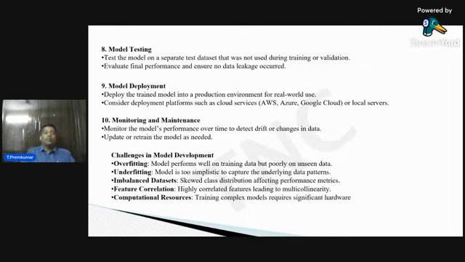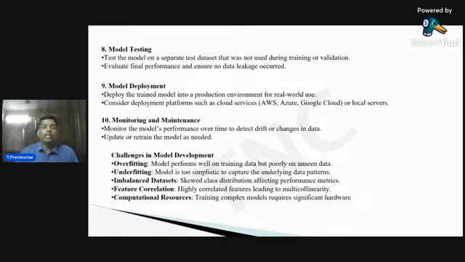The next one, model testing. Here, the model is tested on a separate test dataset, which was not used during the training as well as the validation process. And the next one is model deployment. Once every testing has been completed, we can go for model deployment, which is to deploy the trained model into the production environment for real-world use.